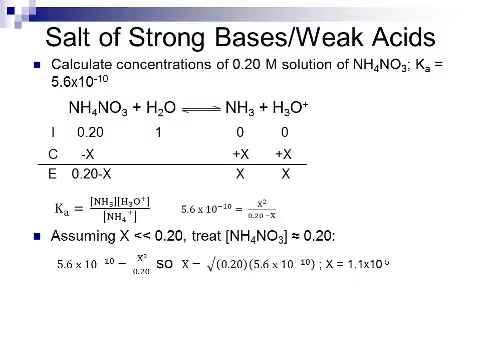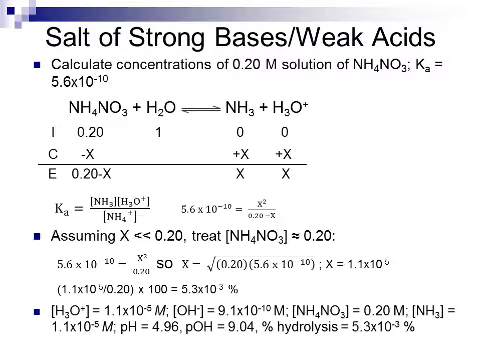So solving for x, 5.6 times 10 to the minus 10 equals x squared over 0.2. x then equals the square root of 0.2 times 5.6 times 10 to the minus 10, giving us an x value of 1.1 times 10 to the minus 5. Dividing that by 0.2 as a percentage gives us 5.3 times 10 to the minus 3 percent.